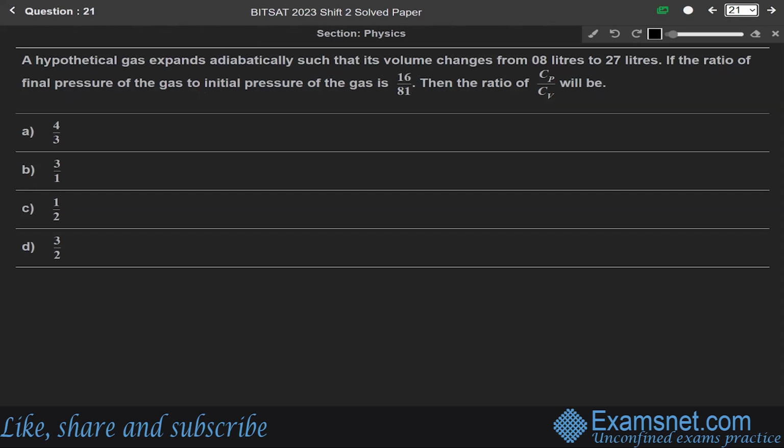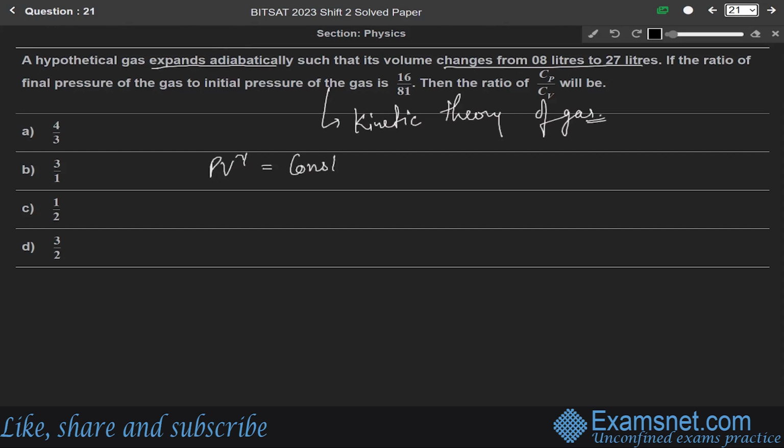Okay. So champs, first of all, this question is from the chapter of kinetic theory of gases. So in the question, we are given that the gas expands adiabatically and its volume changes from 8 to 27 liters. So in an adiabatic process, we know that PV^gamma is equal to constant. So for the changes in the volume, we can write P1 V1^gamma is equal to P2 V2^gamma. Okay. And the volume changes from 8 to 27 liters.